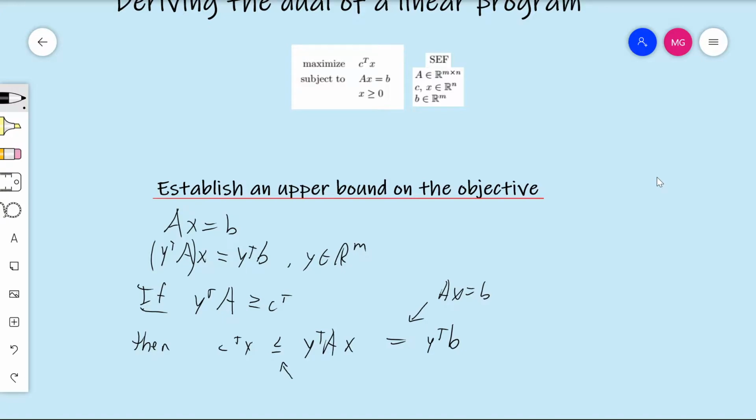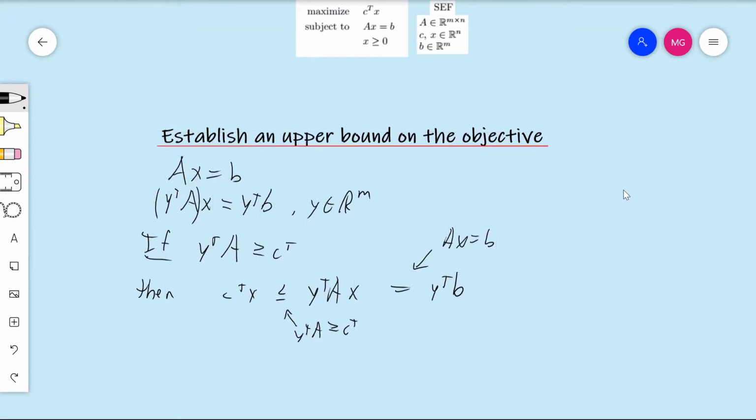So first of all, it does need to be true that y transpose A is greater than or equal to C transpose. That's the first thing that we need to be true. But that's actually not sufficient because we need x. We're multiplying by x now. It's not just y transpose A and C. We're multiplying these things by x. So we need to make sure that the x has no sign issues.